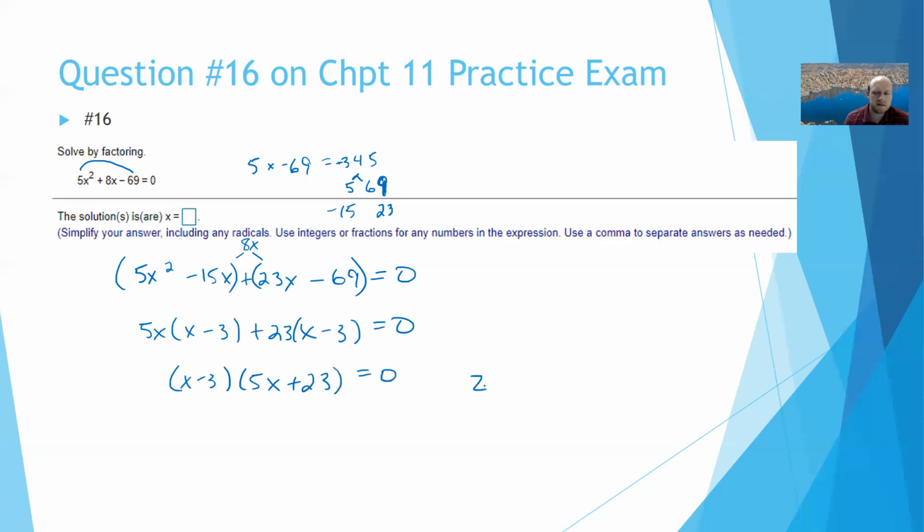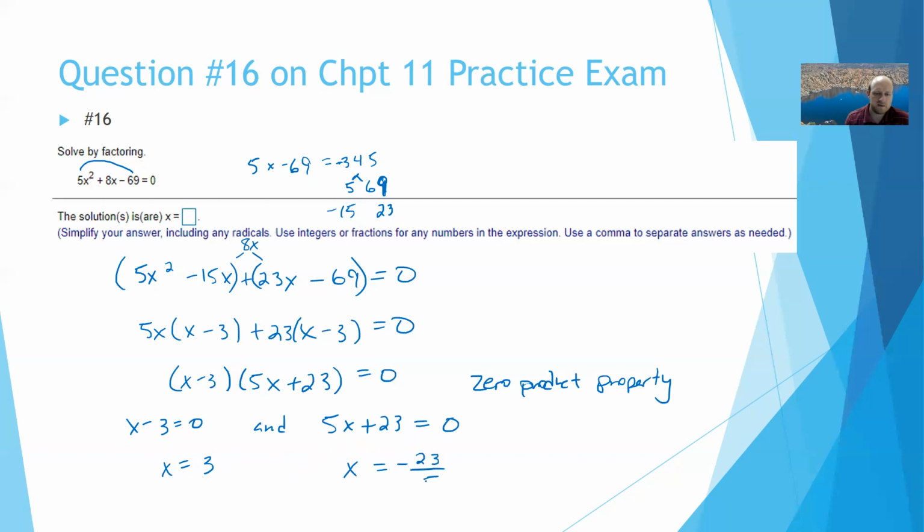And now we use the zero product property. We set each of these factors equal to 0, and we solve for x. So we set x minus 3 equals 0, and we set 5x plus 23 equal to 0. For this one we add 3 to both sides, so x equals 3. For this one we subtract 23 and then divide by 5, so we have negative 23 over 5. So your answer would be negative 23 over 5, comma 3.